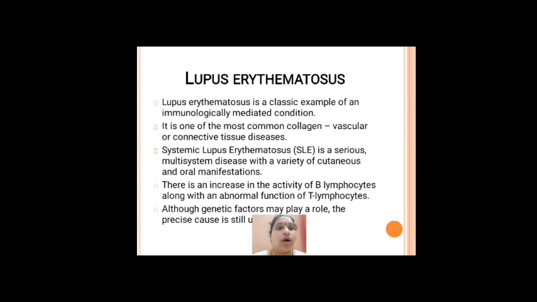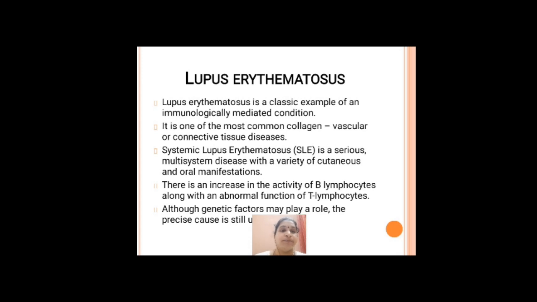There is one more autoimmune disease called lupus erythematosus. This is also an autoimmune disorder and it is a very common collagen vascular or connective tissue disease. Basically, the connective tissue of our body will get affected. There will be autoantibodies directed against the connective tissue present all over the body. There are basically three types.